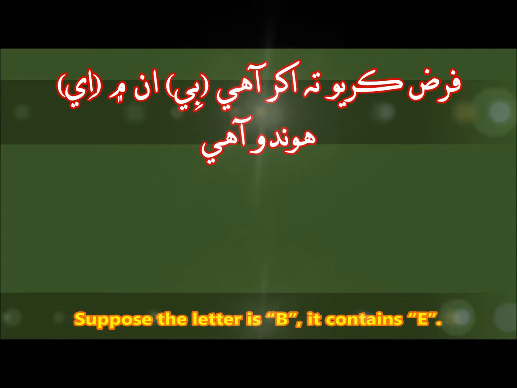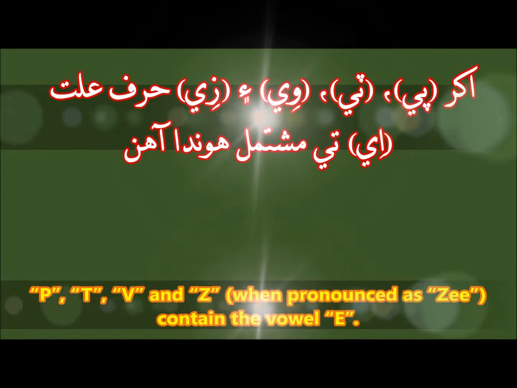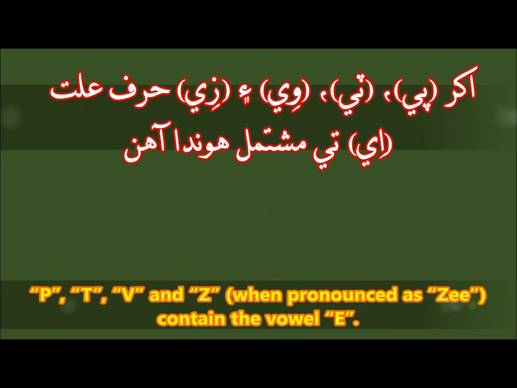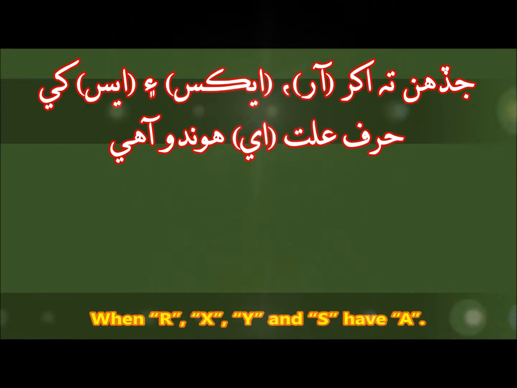Suppose the letter is B, it contains E. The letters C and D contain E. The letter F has the vowel A. The letter G contains E. The H has A. J, K, L, M and N do have the vowel A in them. P, T, V, and Z, when pronounced as Z, contain the vowel E. While the letters Q and W have U. And R, X, Y, and S have A.